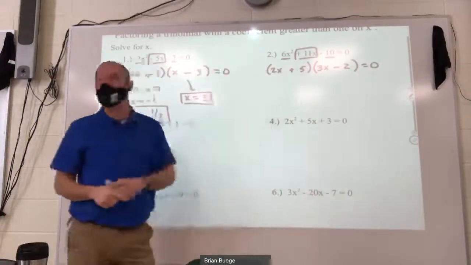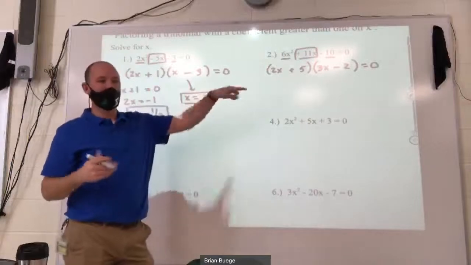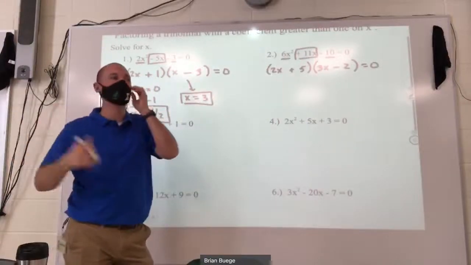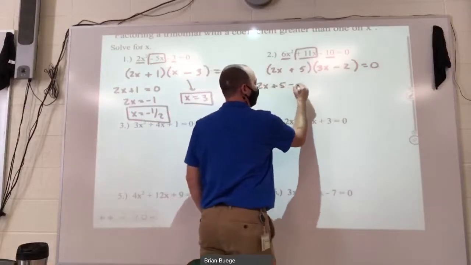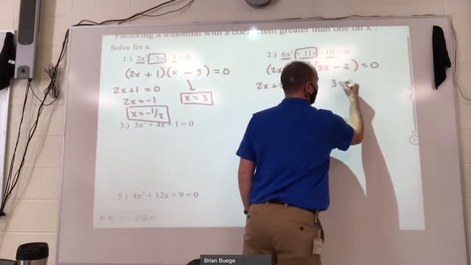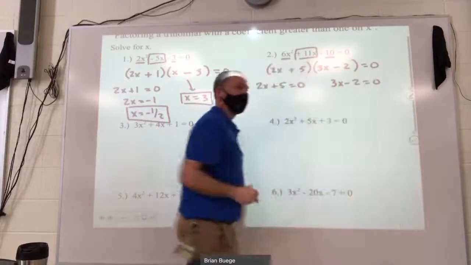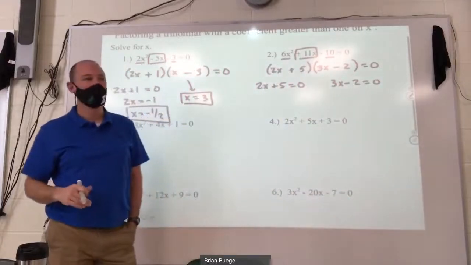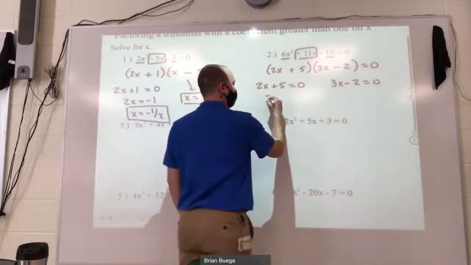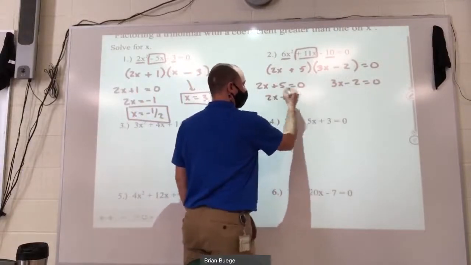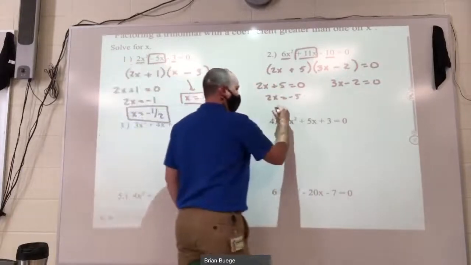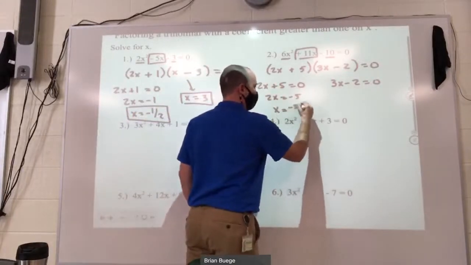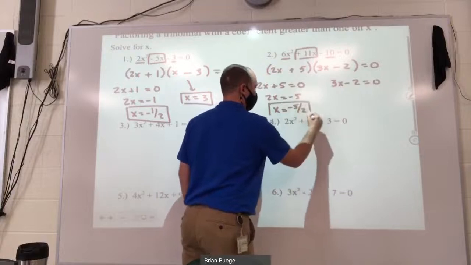All right, so there are my factors. Both of these are a little bit more difficult to just take a look at, so let's set them equal to 0. 2x plus 5 equal to 0. 3x minus 2 equals 0. Zero product property. And now we solve. 2x equals negative 5. If I subtract that over, divide both sides by 2, and I get x equals negative 5 halves, negative 2.5.